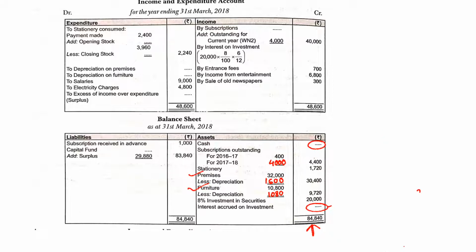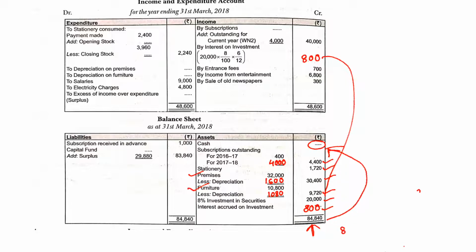20,000 into 8%, that is 1600 into 6 by 12, is equal to 800. Where does that 800 come? Here. So obviously 4400 plus 30,400, 9720, 20,000 plus 800 minus 84,840 is equal to that value.